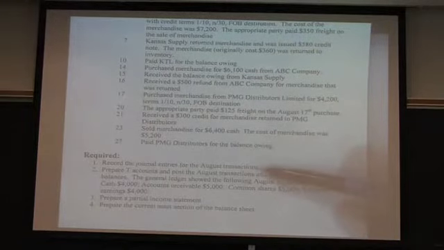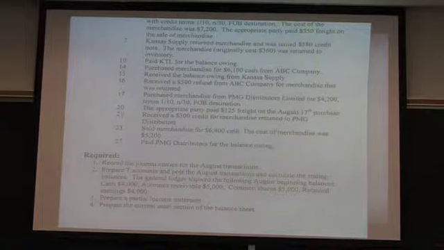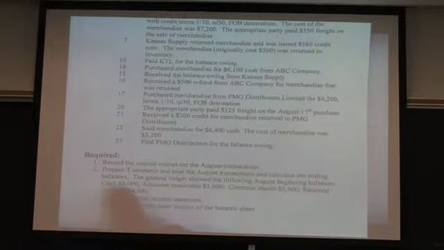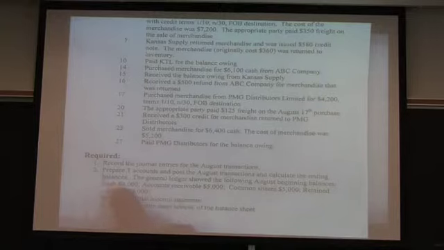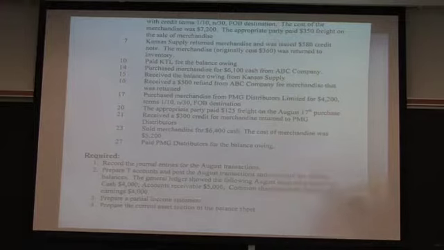So the first part of the requirement requires us to record a journal entry for the August transactions. Then part 2 says we need to prepare a T account and post the August transactions, calculating the ending balance. Now, the T account has opening balances because obviously we need to have beginning balances for the balance sheet accounts. So we've got cash $4,000, so we need to record it on our T account. Accounts receivable $5,000, common shares $5,000, and retained earnings $4,000. So this would have been the July 31st ending balances.